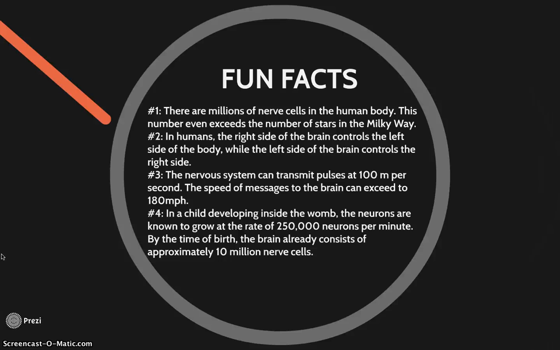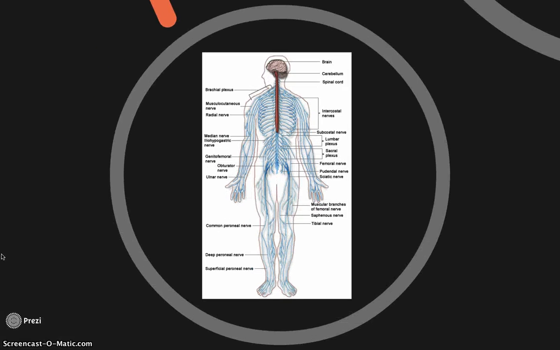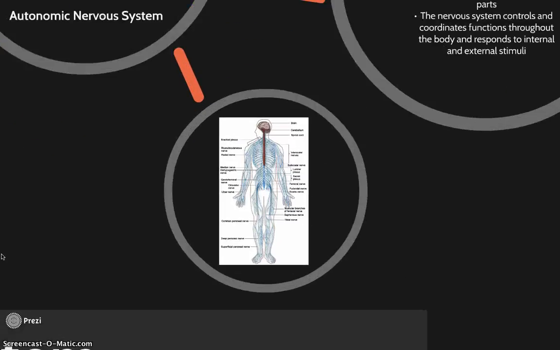The nervous system can transmit pulses at 100 meters per second. The speed of messages to the brain can exceed 180 miles per hour. In a child developing inside the womb, the neurons are known to grow at the rate of 250,000 neurons per minute. By the time of birth, the brain already consists of approximately 10 million nerve cells. This is a picture of the nervous system.